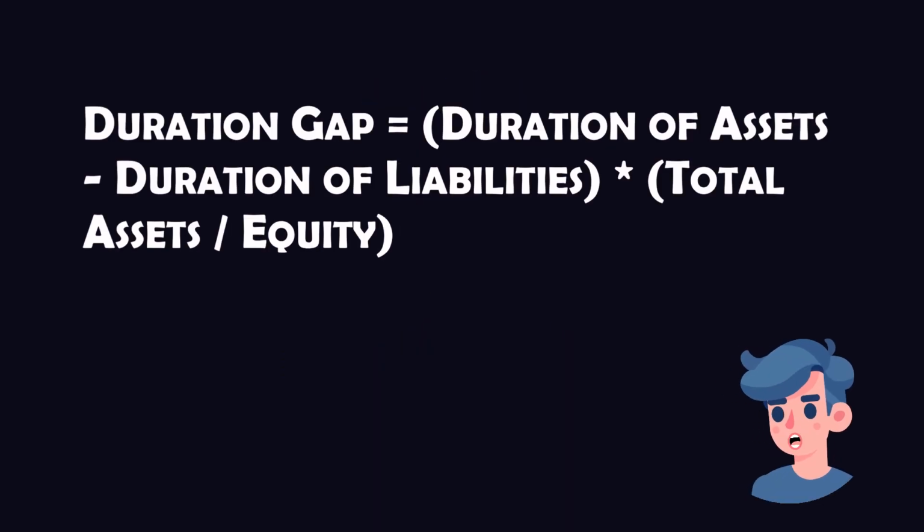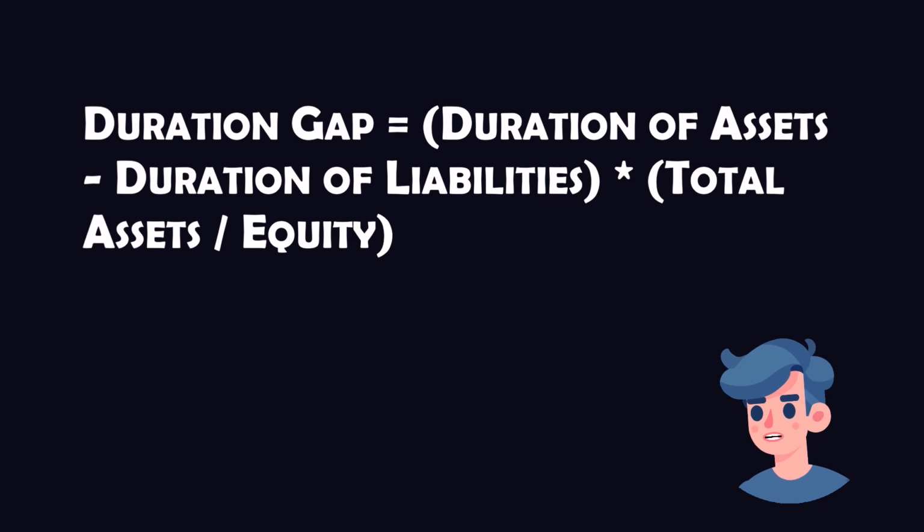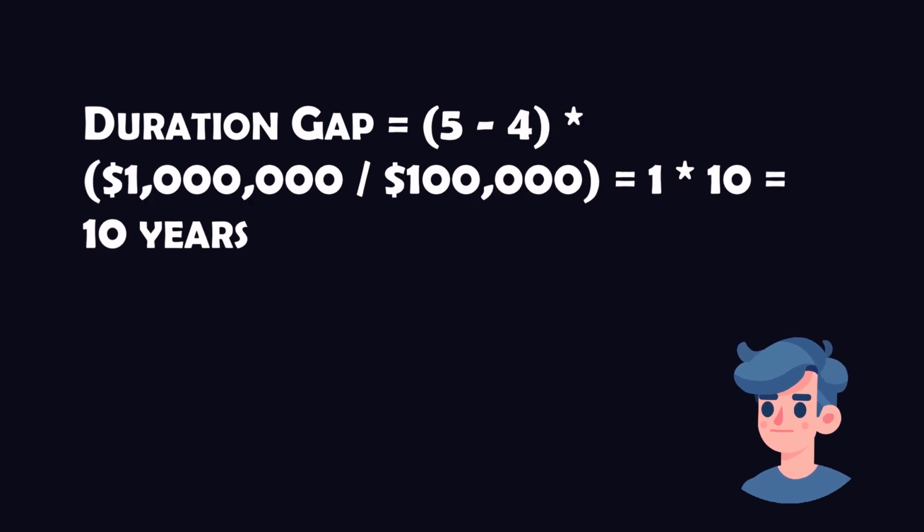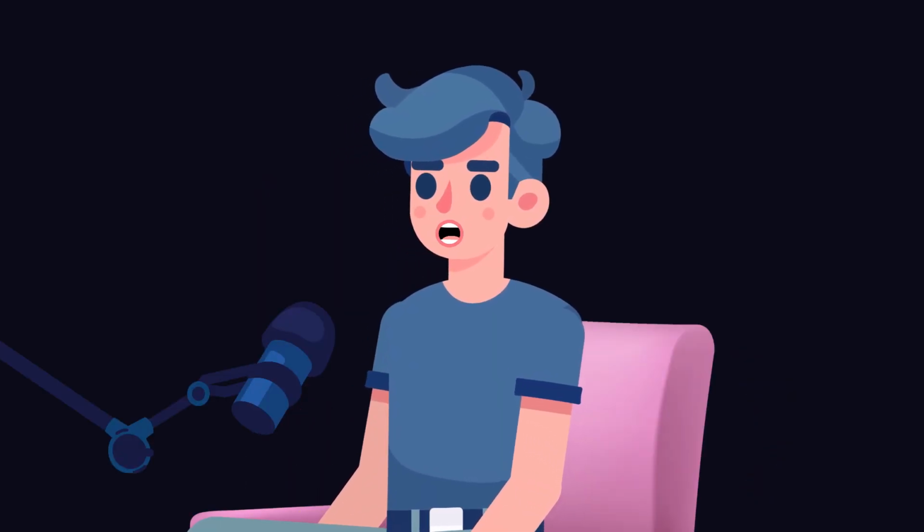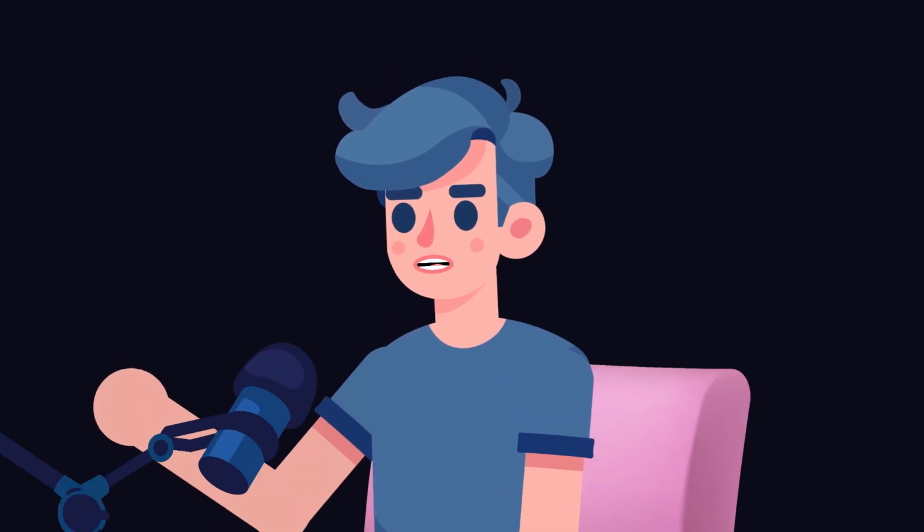Given total assets equals $1 million, duration of assets equals 5 years, total liabilities equals $900,000, and duration of liabilities equals 4 years. Assuming the equity is $100,000, our duration gap becomes. So, a duration gap of 10 years means if interest rates increase by 1%, the bank's equity would decrease.